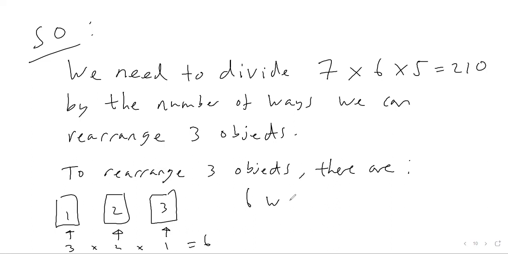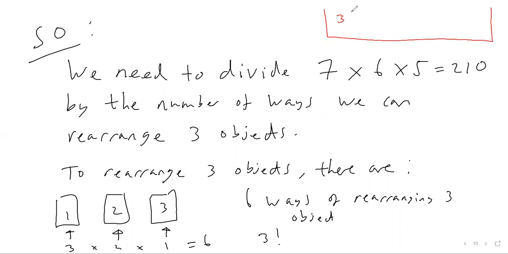There are actually 6 ways of rearranging three objects. So in other words, 3 times 2 times 1 is exactly the same as 3 factorial. So remember this factorial notation. I don't know, you may have seen it, you may not have seen it. So 3 factorial is just the same as 3 times 2 times 1. 4 factorial would be 4 times 3 times 2 times 1. 5 factorial would be 5 times 4 times 3 times 2 times 1. 6 factorial will be 6 times 5 times 4 times 3 times 2 times 1.